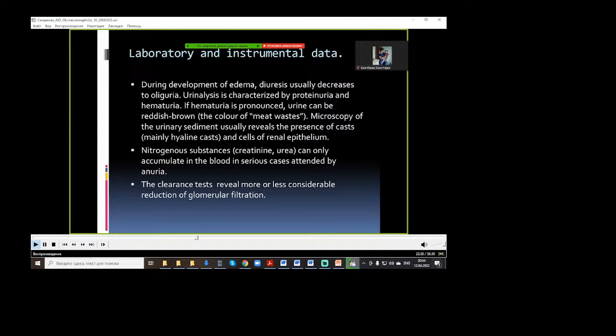In blood biochemistry, creatinine and urea may be increased, especially in cases of anuria development. And if we calculate glomerular filtration rate, it may be decreased if the patient develops acute renal failure.